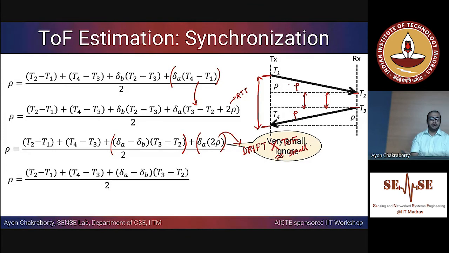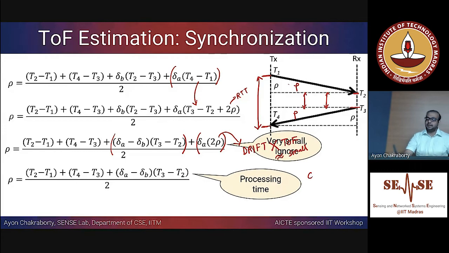So the rho is equal to this thing plus delta A minus delta B multiplied by T3 minus T2. So this is basically your processing time. T3 minus T2 is the computation time or the processing time. Okay, so now we are basically facing an issue. Why are we facing an issue? Why do you think it is a problem?